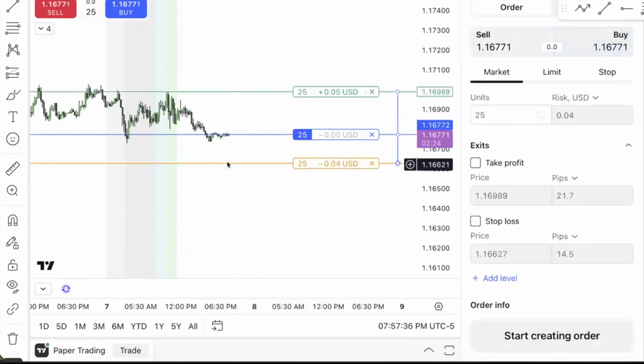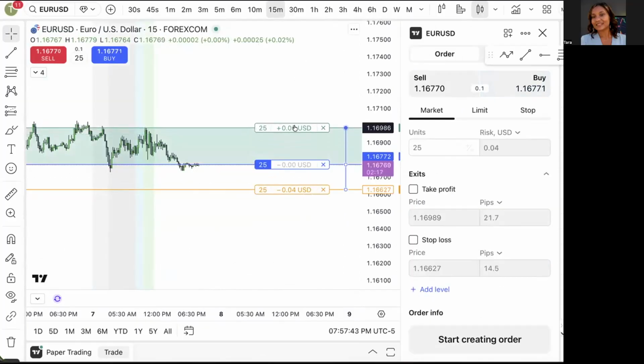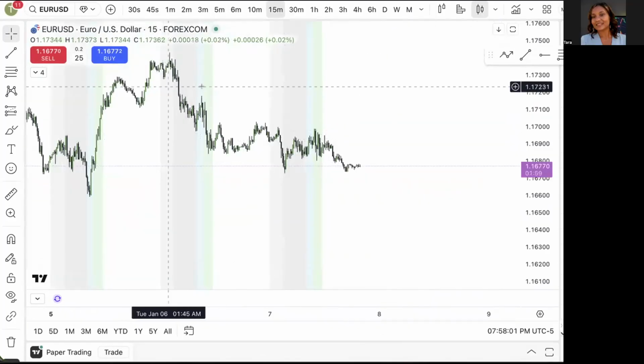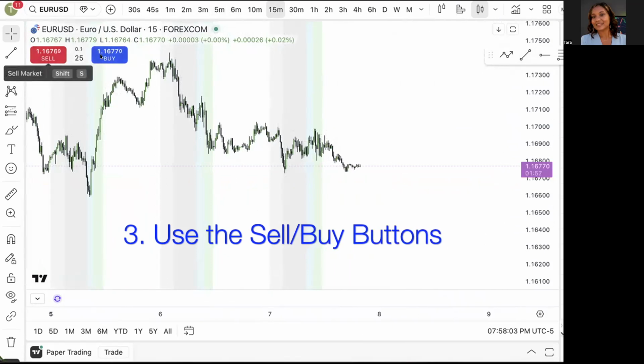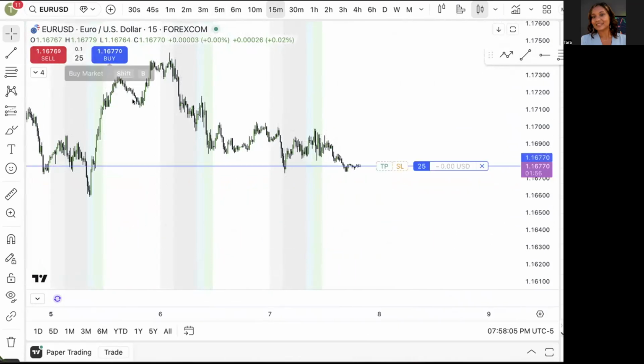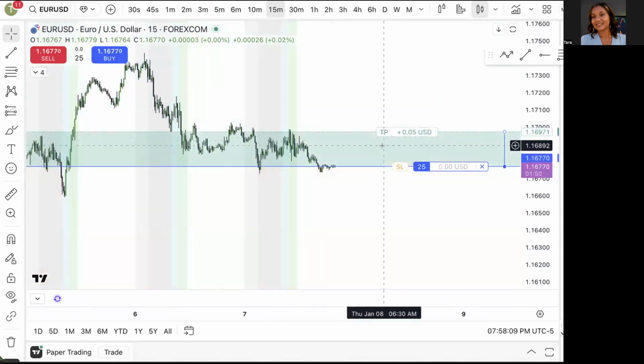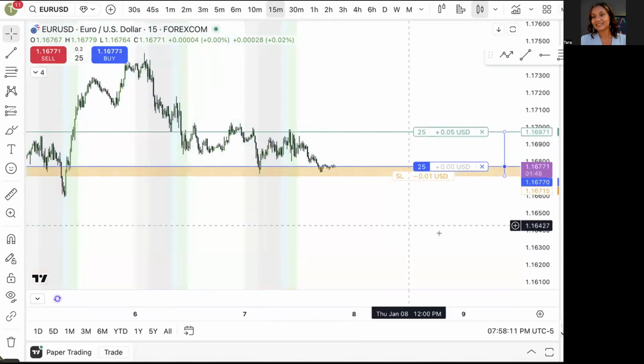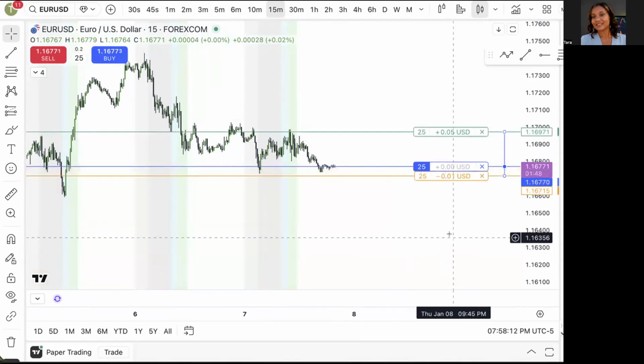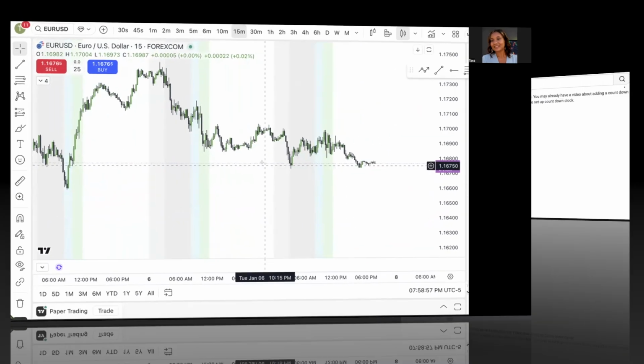And you could see the places that you had put the limit order before are still there, and you're free to move those around like this. The third way is to just come over here and click these buy and sell buttons. You would just click it and it would show up like that, and then you could drag your stop loss and your TP wherever you would like. And so those are the 3 ways to take a trade on TradingView.